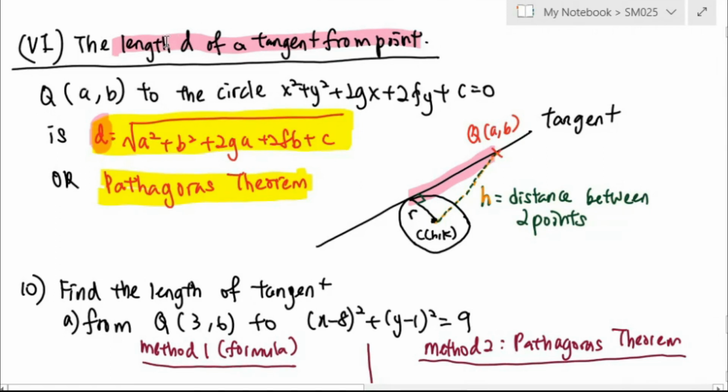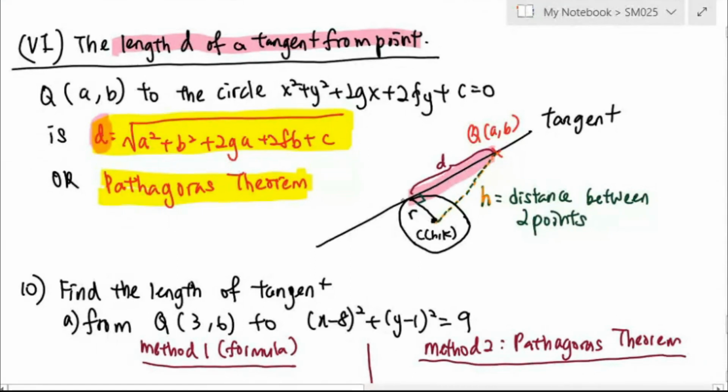So when you want to find the length D of a tangent from a point Q, it means the highlighted distance here. It is calculated from here to here. We have two methods. First, we memorize the formula of this distance, or we can use the Pythagoras theorem. If you want to use the Pythagoras theorem, you need to find out what your radius is.